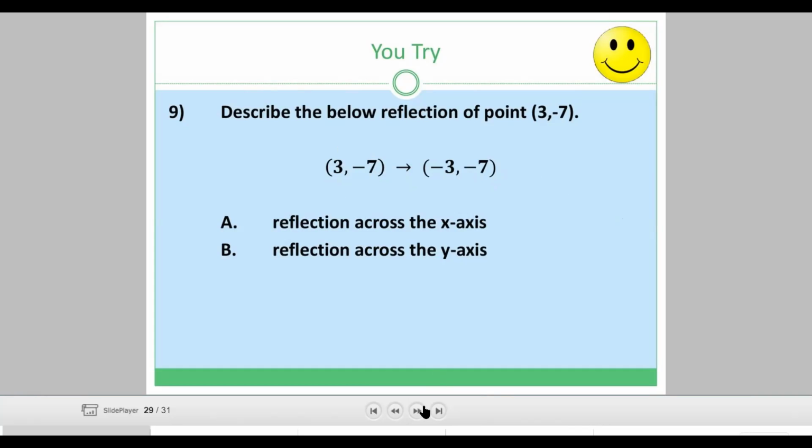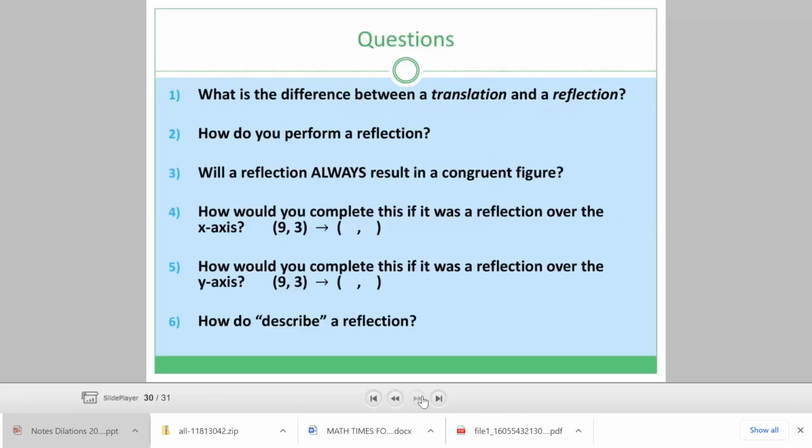Okay, people, so next question. Understand? All right, so we have a whole set of questions. Number 1. What is the difference between a translation and a reflection?